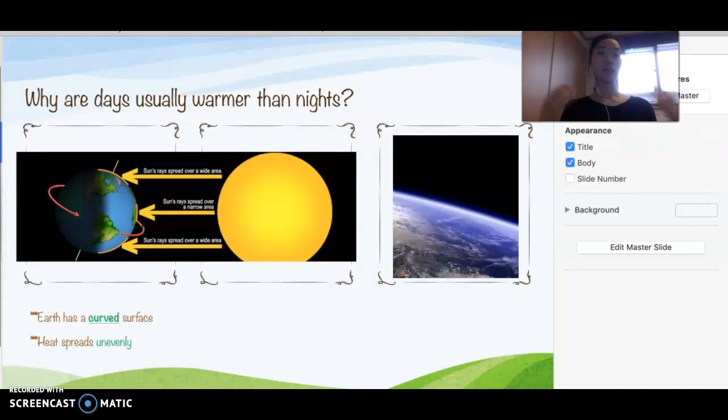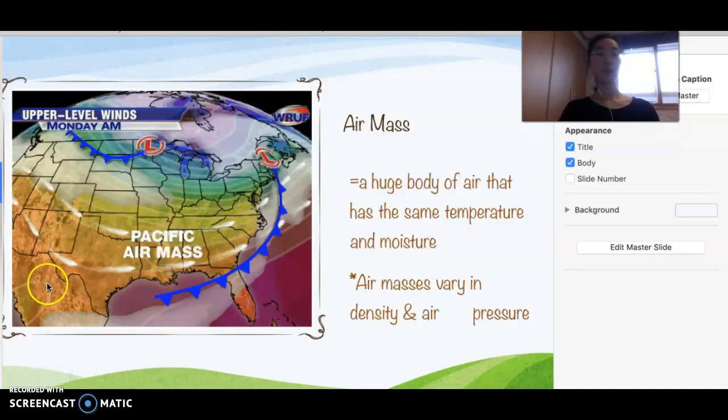Okay. And we talked about why days are usually warmer than nights, because Earth's curved surface affects the amount of sunlight that Earth receives. So we kind of talked about that. So the rotation also affects that, whether it's facing directly the sunlight or if it's turning away.